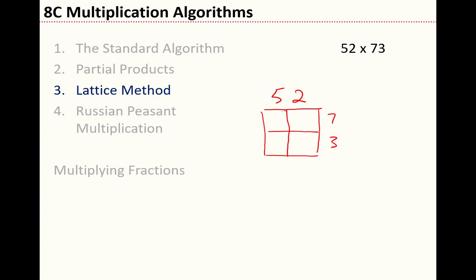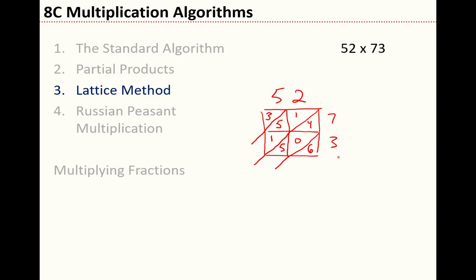At this point, I put some diagonals down. I'll make my diagonals extend past the box just a little bit. And now, start multiplying the numbers. 5 times 7 is 35, so I will put 35 in this box, separating the 3 and the 5. 2 times 7 is 14. 1, 4. 5 times 3 is 15. 1, 5. And 2 times 3 is 6, so the 6 goes in this bottom right box, and I could put a 0 there if I really want.